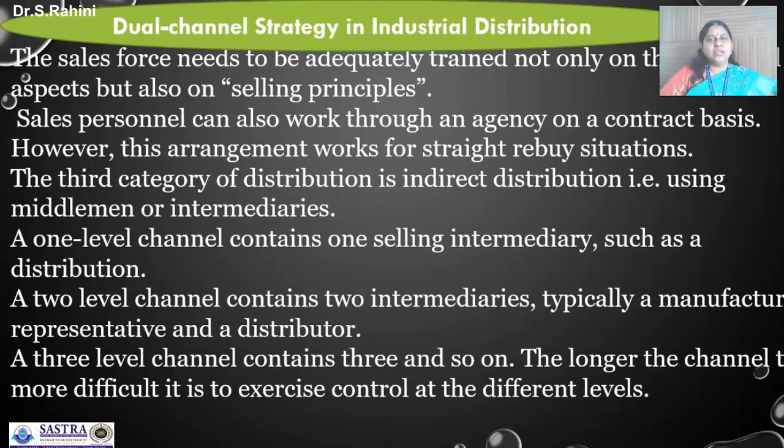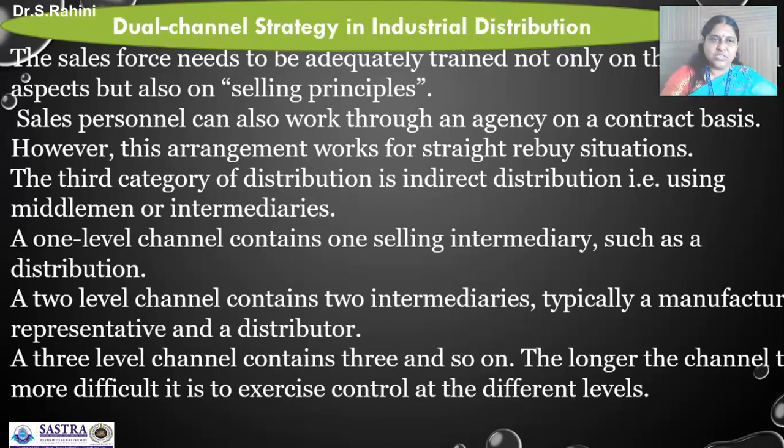The third category of distribution is indirect distribution, that is using middlemen or intermediaries. A one-level channel contains one selling intermediary such as a distributor, and a 2-level channel contains 2 intermediaries, typically a manufacturer's representative and a distributor, and a 3-level channel contains 3, and so on. And the longer the channel, the more difficult it is to exercise control at the different levels.